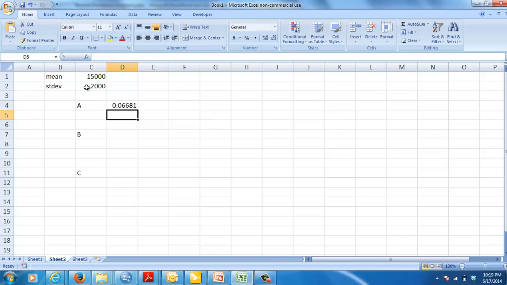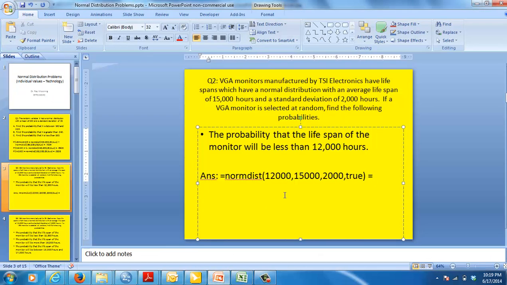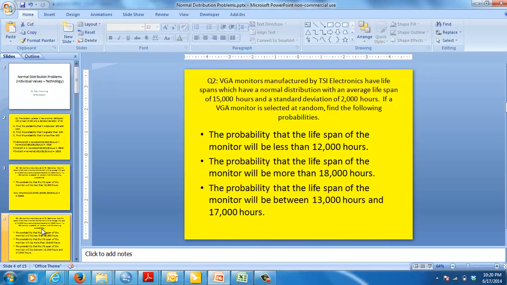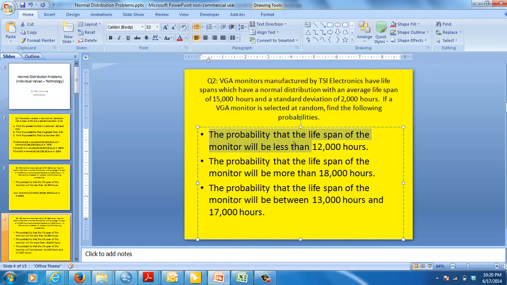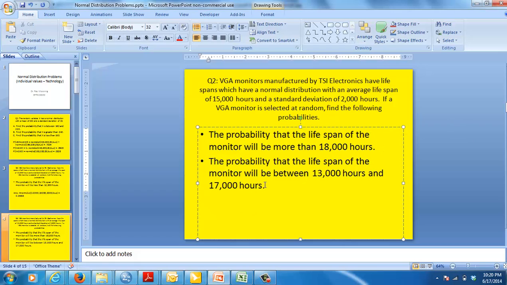And so when I do that, I get 0.0668. So the answer to this first question is 0.0668, correct. So there you go. So there's about a 6.7% chance of having it last less than 12,000 hours. The next question, what about if it's more than 18,000 hours? Again, I'm going to get rid of these two so we have space to put the answer.